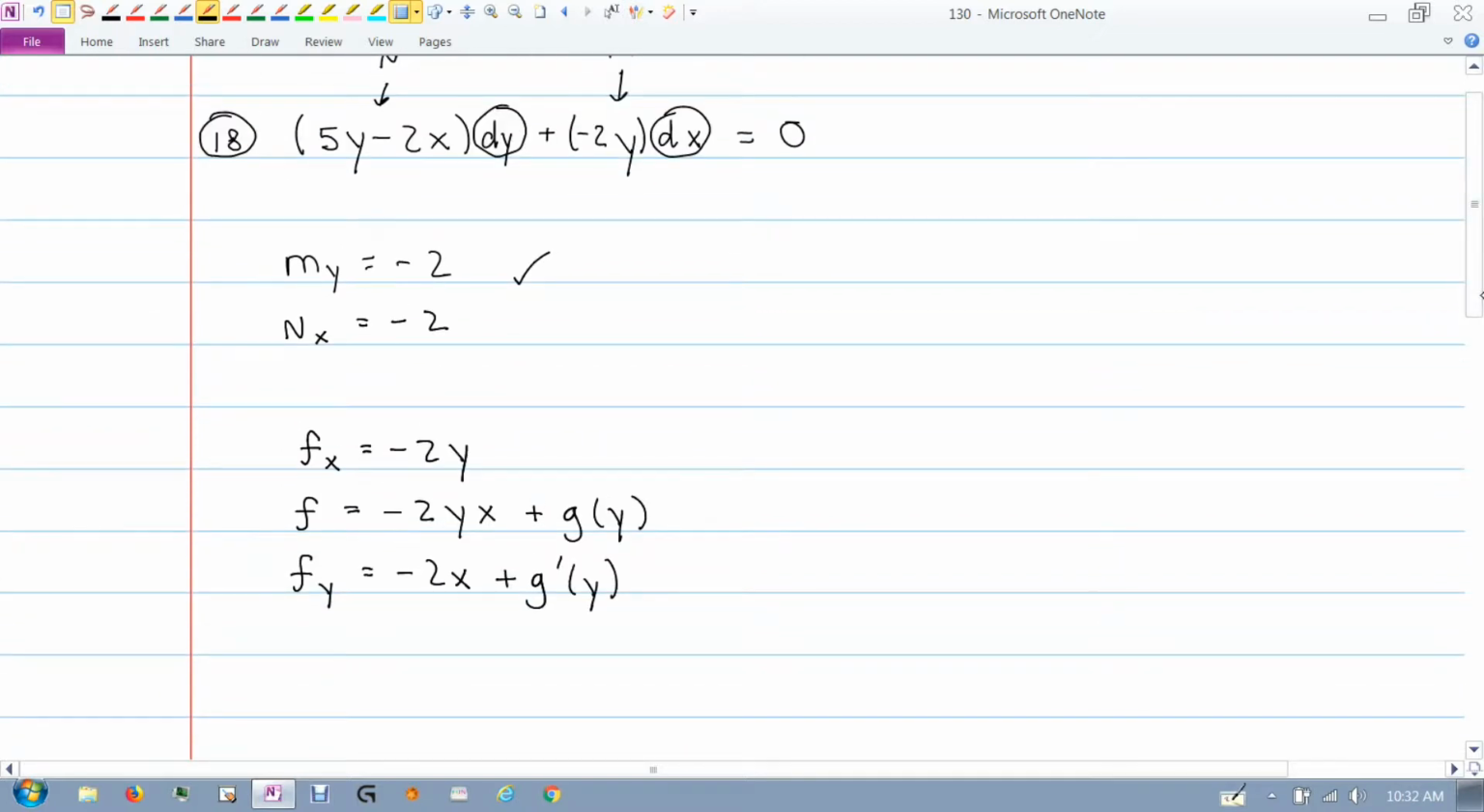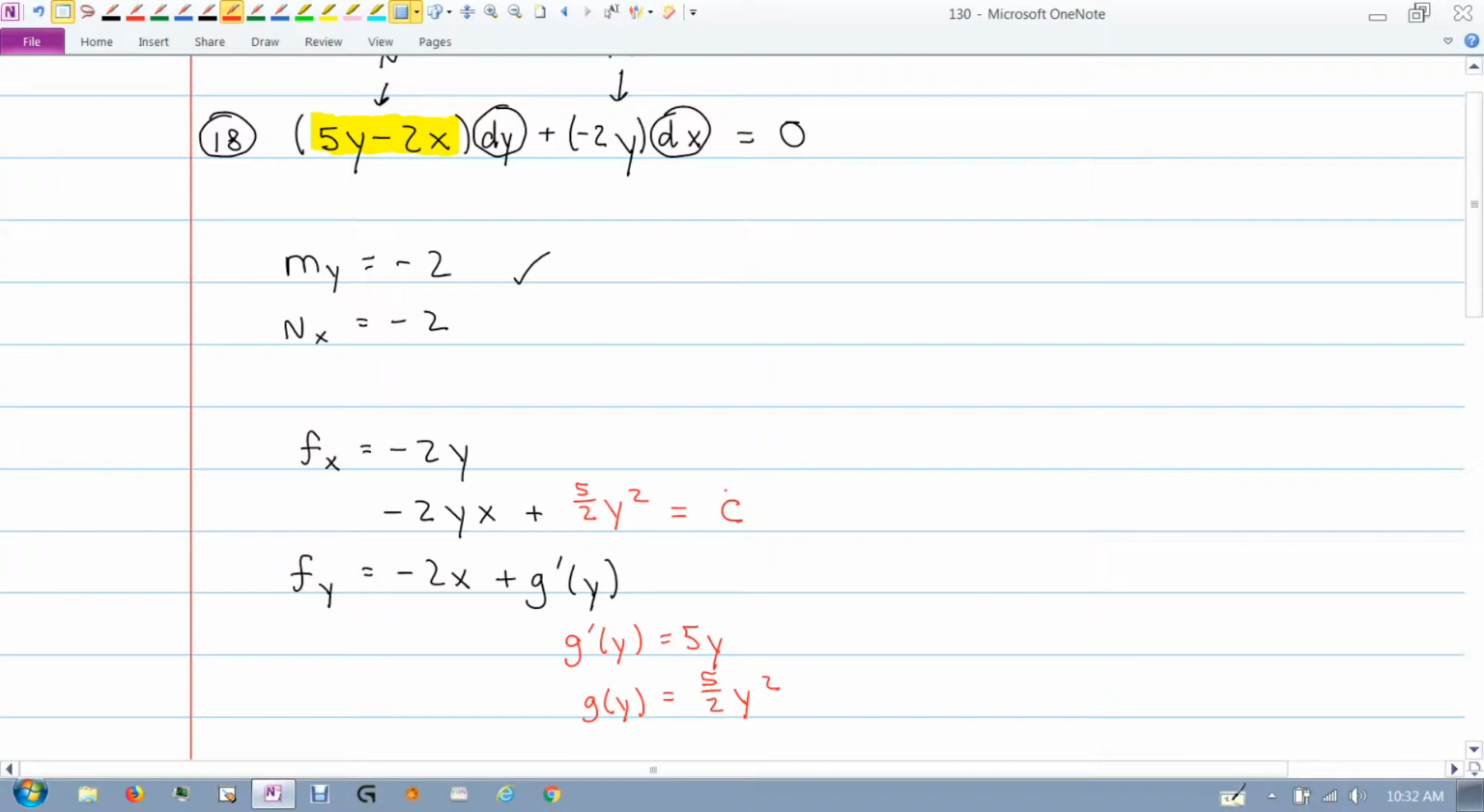And then we compare it. Up here, we can see that we have the -2x, but we're missing the 5y. So that means g prime must be that 5y. And that means that g of y is equal to 5/2 y squared when we integrate it, plus a constant. We don't care about the constant. So this right here can be replaced with 5/2 y squared. Then we can erase that f and put equals a constant.